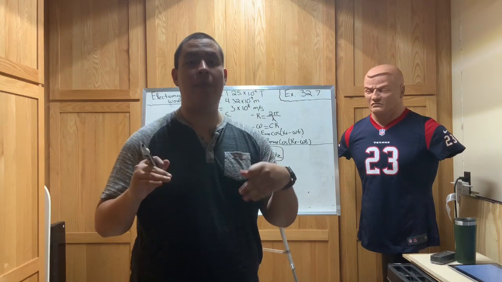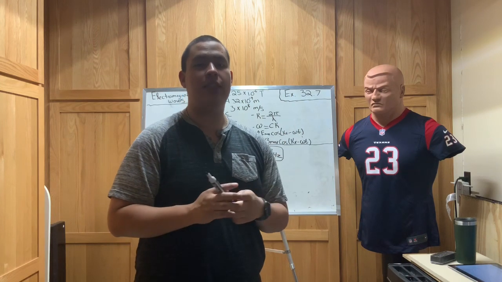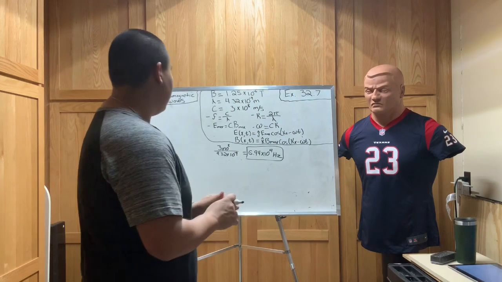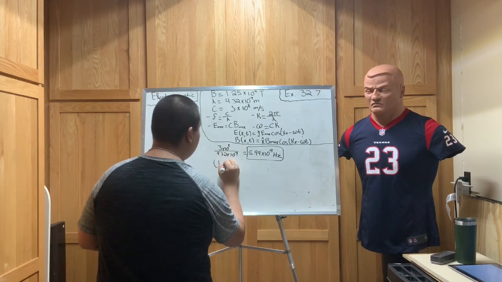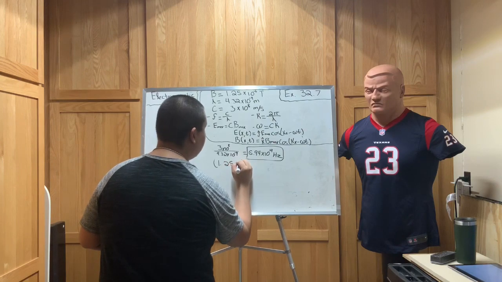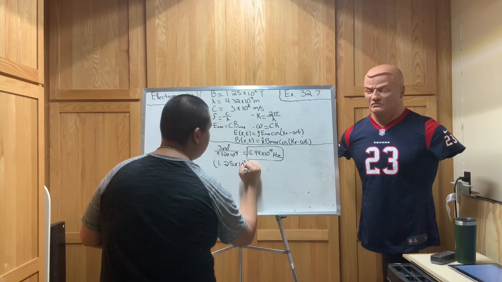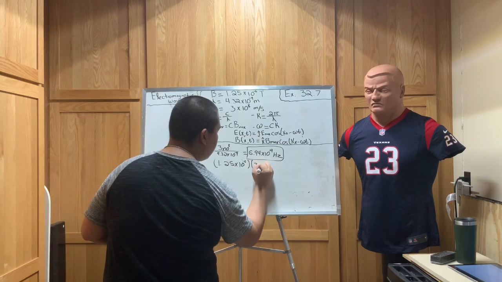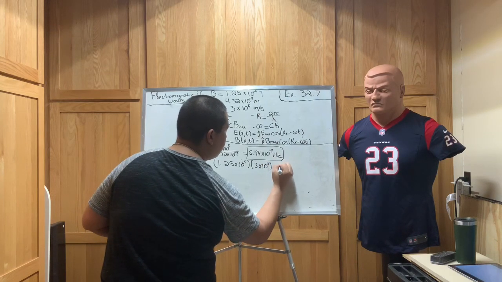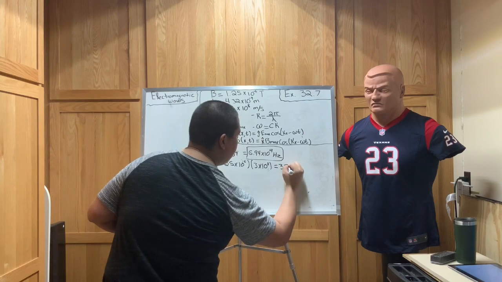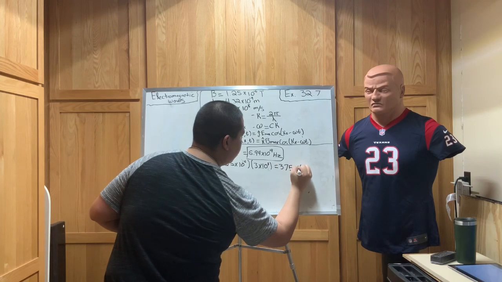Now it's time to calculate my Emax, which is basically my Bmax times c, the speed of light. So once I do, it's going to be 1.25 times 10 to the negative 6 times 3 times 10 to the 8, and I have that it is equal to 375 volts per meter.